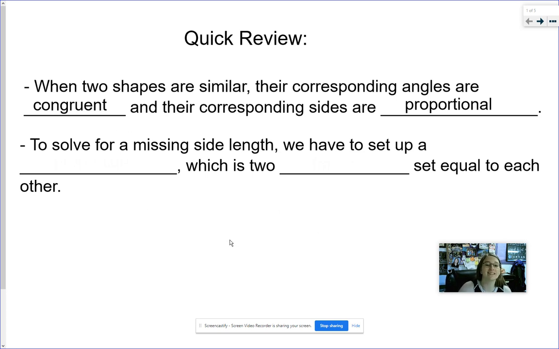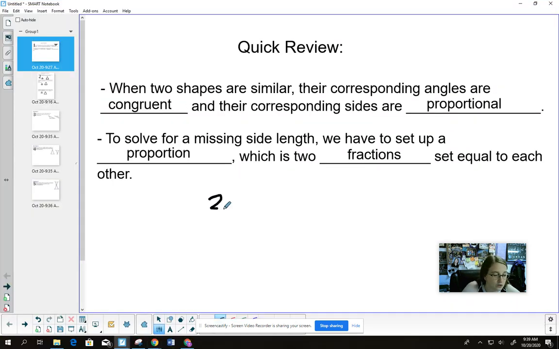If we're solving for a missing side length, we have to set up what's called a proportion because, again, the sides are proportional. And if you can recall, a proportion is two whats that we set equal to each other? Fractions. A proportion is two fractions we set equal to each other. So something like this, 2 over 3 equals x over 10. We call this a proportion when you have two fractions set equal to each other. Once again, we're not going to have to do this in this lesson, but these two concepts I just wanted to do a quick review of to make sure we don't forget for the future.